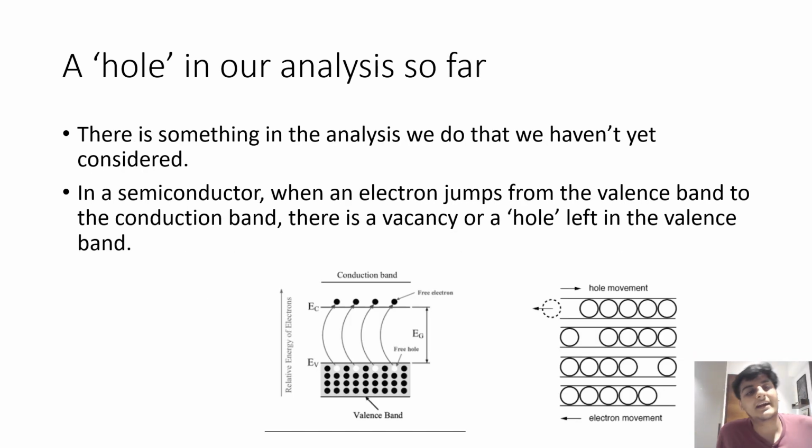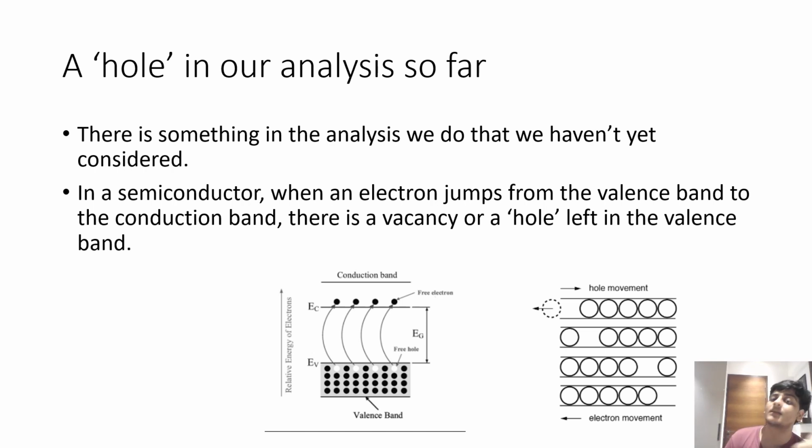So the name of this slide is a hole in our analysis so far, and the pun is intended. What I want to point you to is that there is something in the analysis we have done that we have not yet considered. In a semiconductor, we said that electrons get energy due to vibrations, and they jump from the valence band to the conduction band due to this energy.